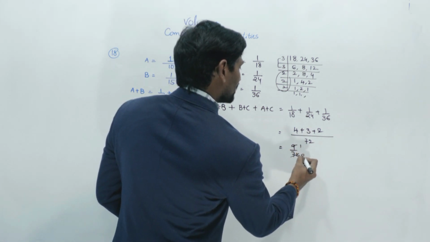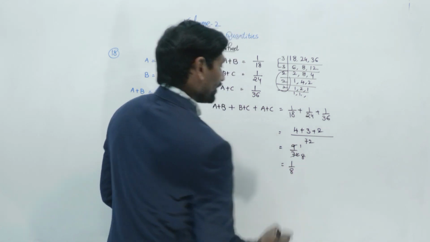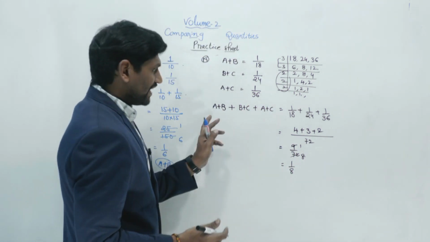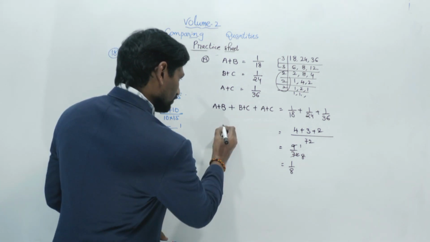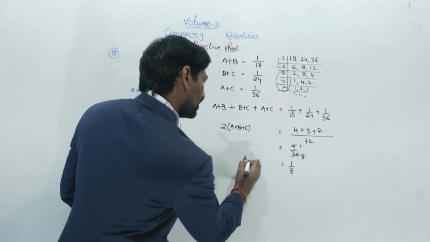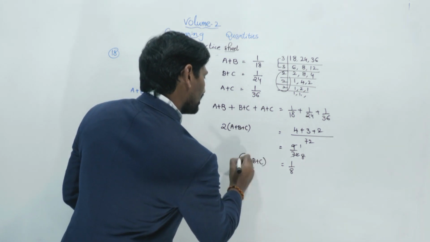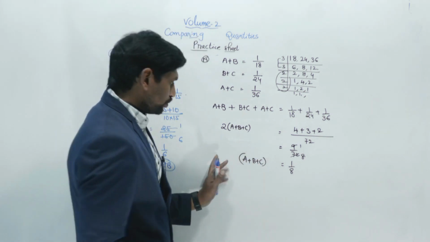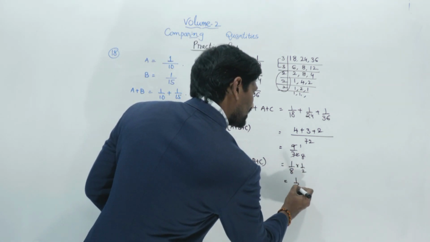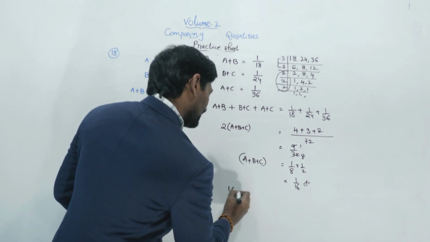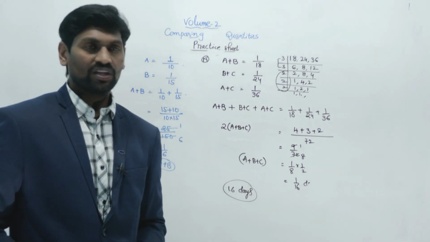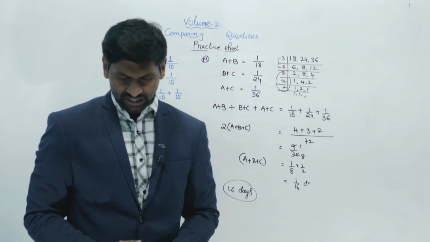9 can be cancelled: 9 once is 9, 9 eight times is 72, so 1 by 8. But while you are observing, A is counted 2 times, B is 2 times, C is 2 times. That means this is 2 times of A plus B plus C. But we want only A plus B plus C together. Then 2 is multiplying, when you transpose it, it is dividing. That means 1 by 16. So 16 days they together can complete A plus B plus C. Now try to find its answer.